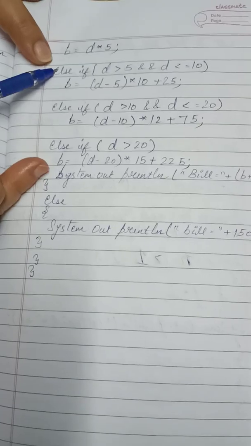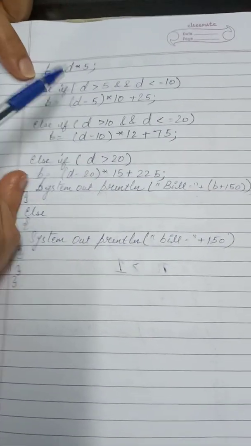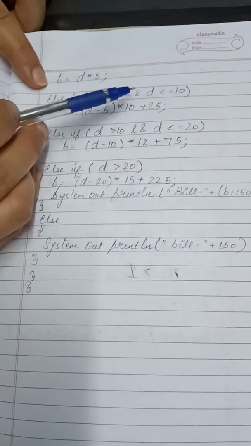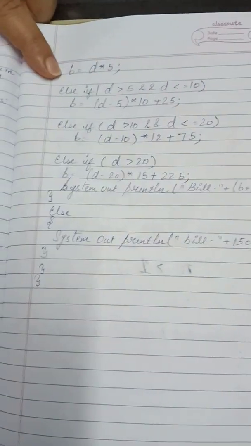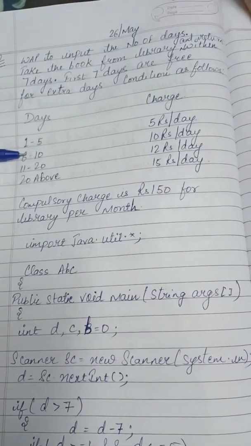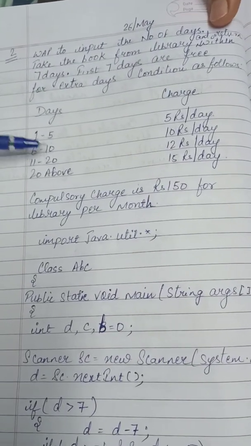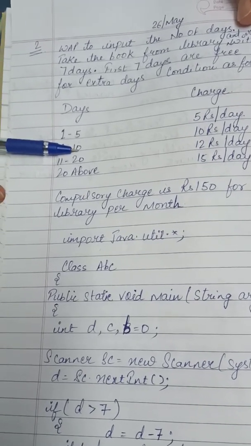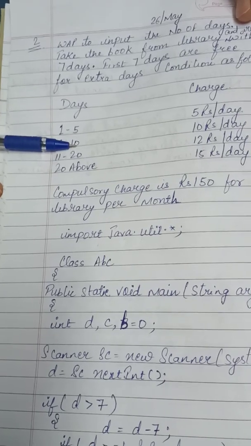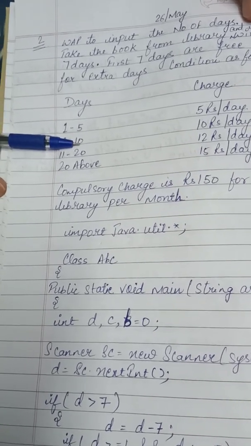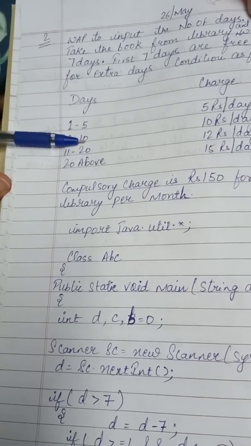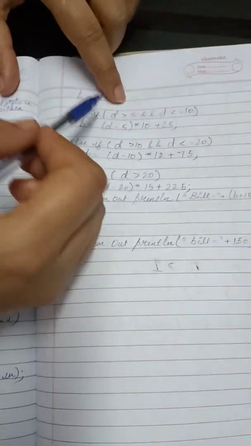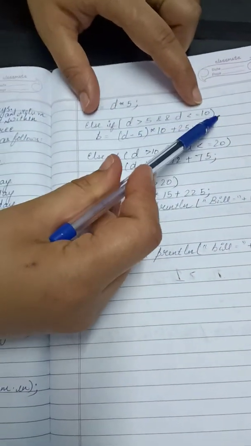Now else if D is greater than 5 and D is less than or equal to 10, according to the condition we are applying this statement. You can see 6 to 10, that means greater than 5 we can write, or we can also write greater than or equal to 6. Here I have not applied equal to, that means it will take the values above 5. So greater than 5 and less than or equal to 10.